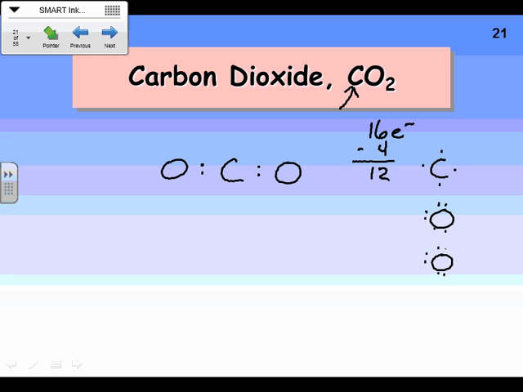All right, so what I'm going to do is I'm going to make sure the outside atoms are happy first. I need to put 1, 2, 3, 4, 5, 6 around this oxygen. Now it's happy. 1, 2, 3, 4, 5, 6 around this oxygen. Now it's happy. But we got a problem. How many electrons do I have left now? None. I just used all 12 of them, didn't I?